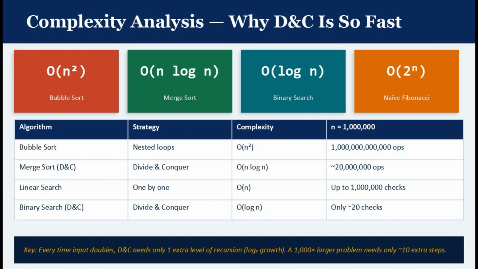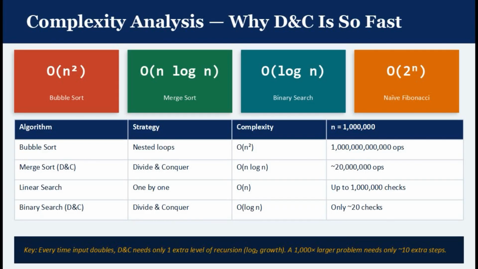There is also a parallelism bonus. Because the branches of the recursion tree are completely independent, different processors, cores, or even different servers can work on them simultaneously. This is exactly how cloud computing distributes massive data jobs. Divide and conquer at a planetary scale.